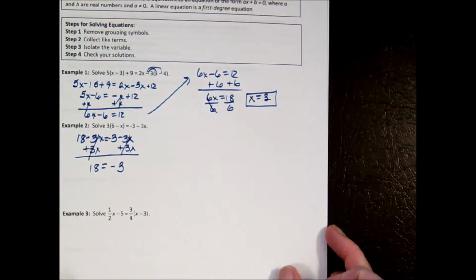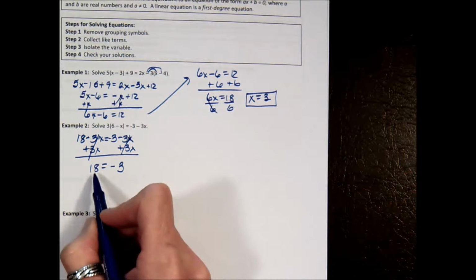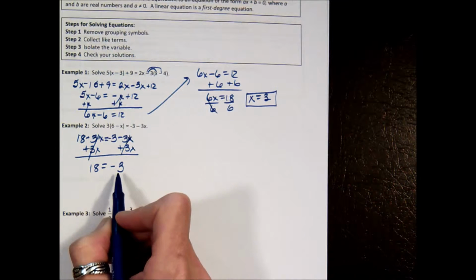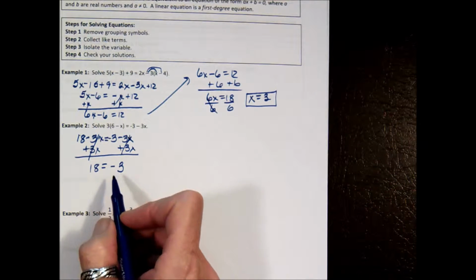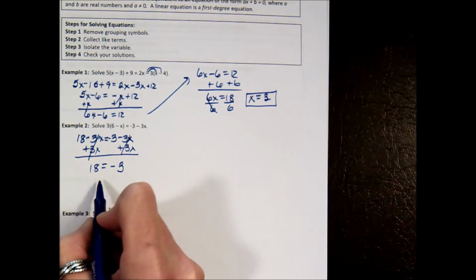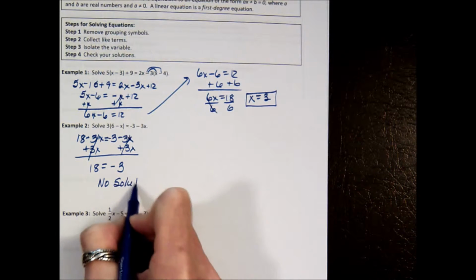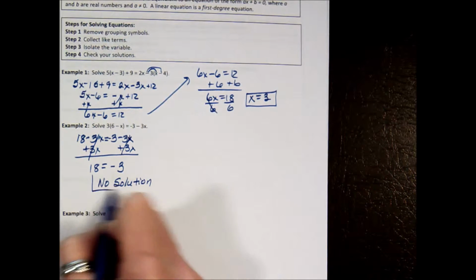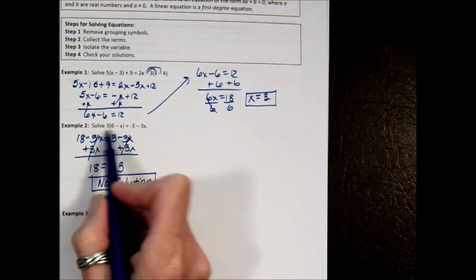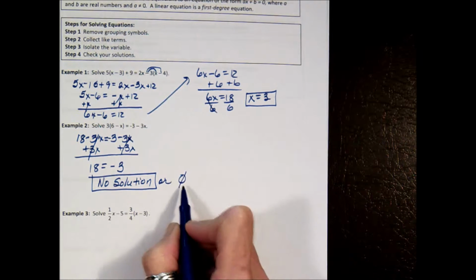What does that mean? It doesn't mean x is equal to negative 3. It doesn't mean x is equal to 18. It doesn't mean I can divide by negative 3. It means that that is a ridiculous statement that is never true. Therefore, there is no solution. And that is the answer. There is no x that would work and make that a true statement. Another way to say that is the empty set. That is not a 0. That is a symbol for the empty set.